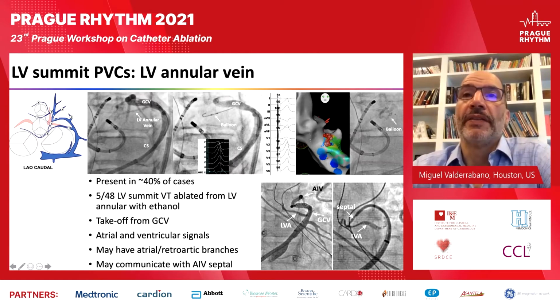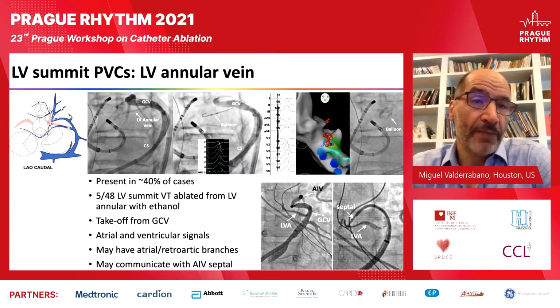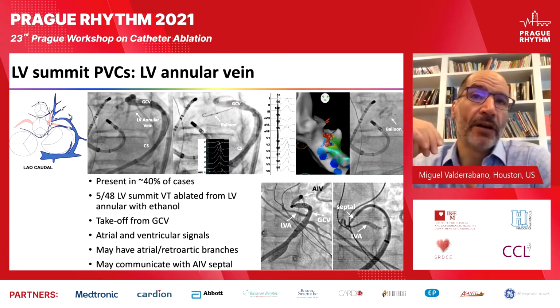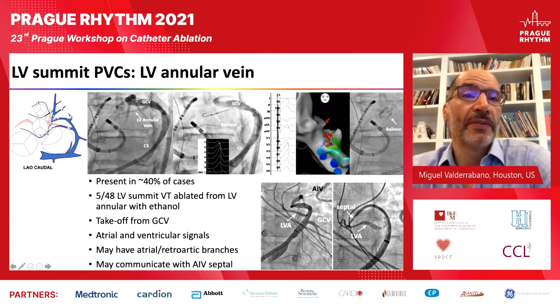And once we deliver alcohol, we like to inject contrast to see the staining and see where the alcohol is going. In about 48 cases, only 5 of them were actually harboring the arrhythmogenic substrate. So only 5 out of 48 had annular veins targeted with alcohol. And usually these veins will have atrial and ventricular signals.